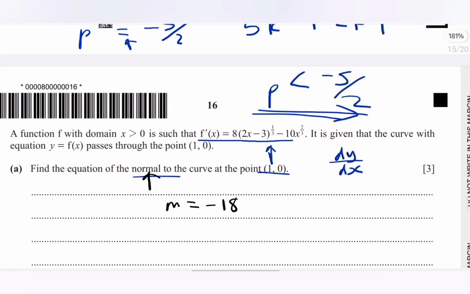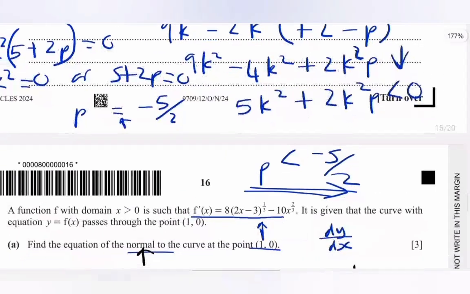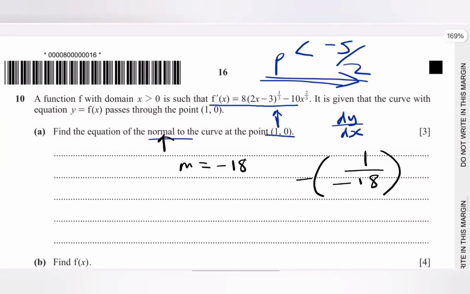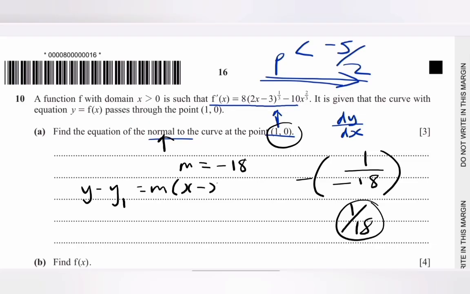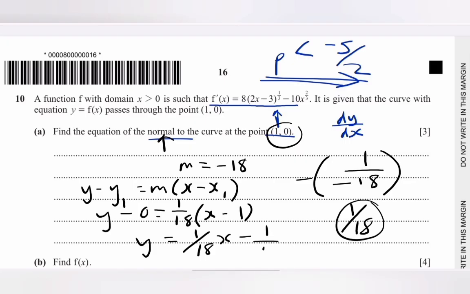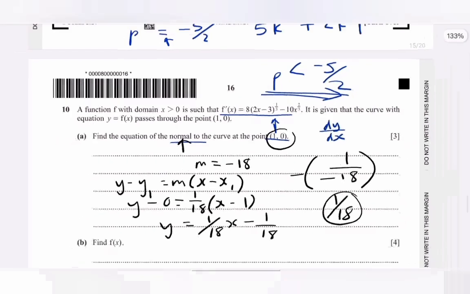Now the gradient of the normal is the negative reciprocal. So the reciprocal of that is 1 over minus 18. But if we're saying the negative reciprocal, it's like we're multiplying that by a minus, and it will give us 1 over 18 to be the gradient of the normal. And using that and 1, 0 there, we have y minus y1 equals m times x minus x1. So y minus 0 should give us 1 over 18 x minus 1. Y should be equal to 1 over 18 x minus 1 over 18. And that will be the equation of the normal.